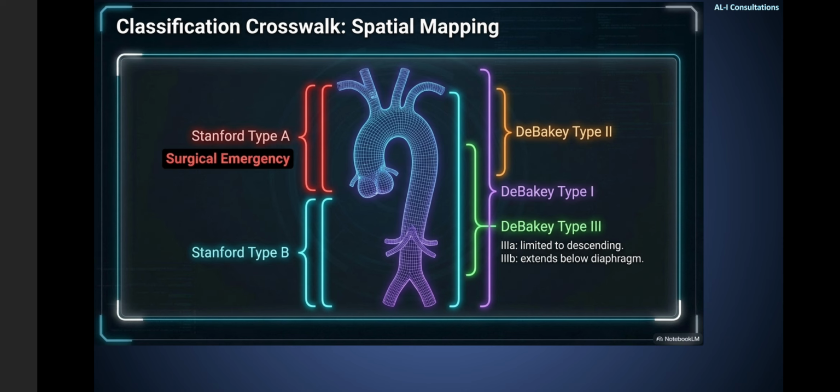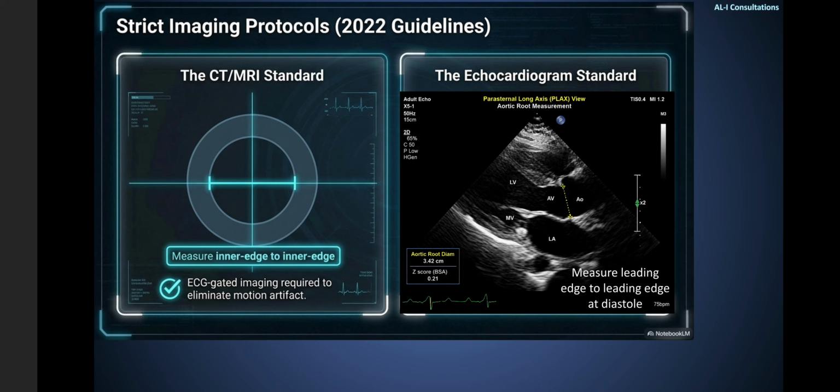Now, the Stanford type A is a surgical emergency. It involves the root and the ascending aorta. Stanford type B is after the left subclavian, and it is managed medically unless there's a complication. For imaging, you have to have strict protocols. The CT or MRI should be gated to eliminate motion artifacts. Echocardiogram should measure leading edge to leading edge at diastole. An aortic root diameter of 3.4 is illustrated here. Z-score per body surface area is also illustrated in the image.